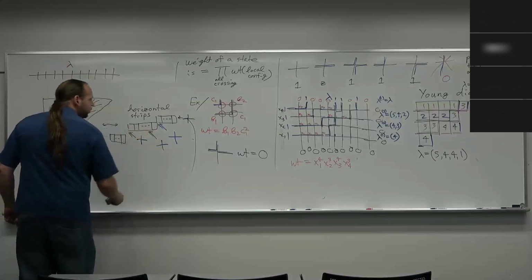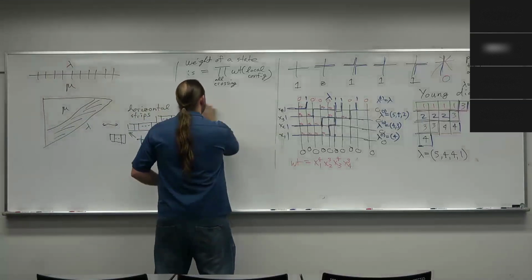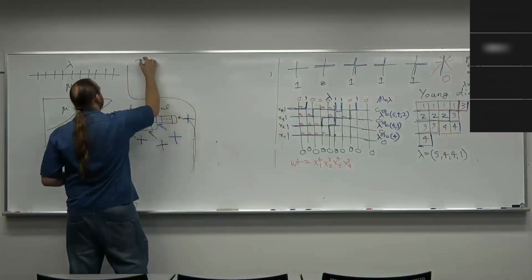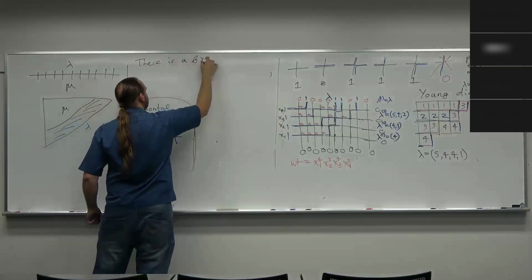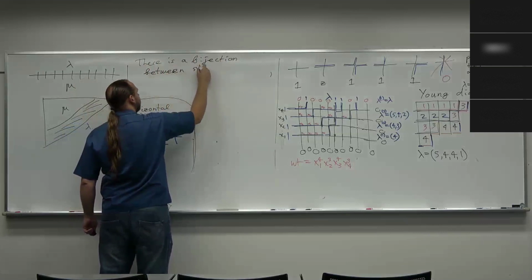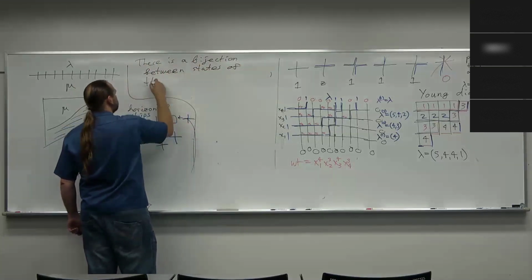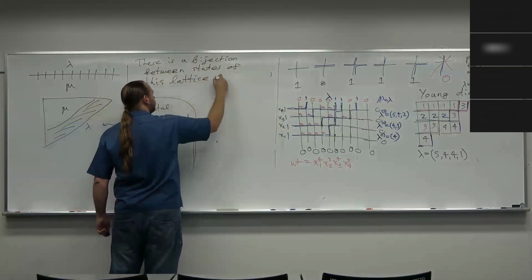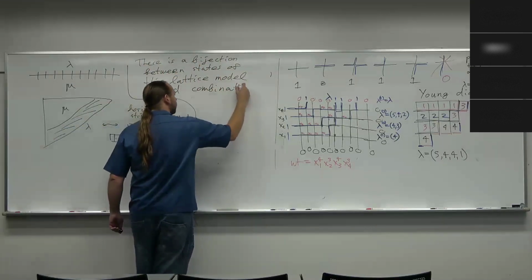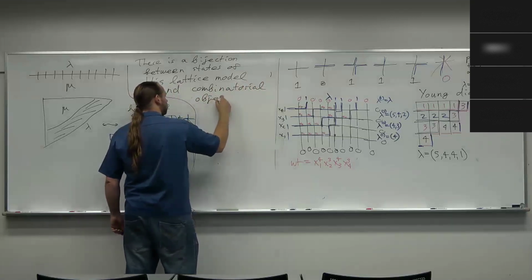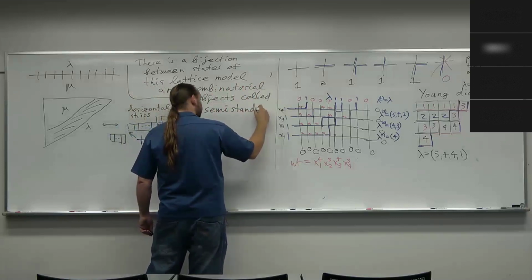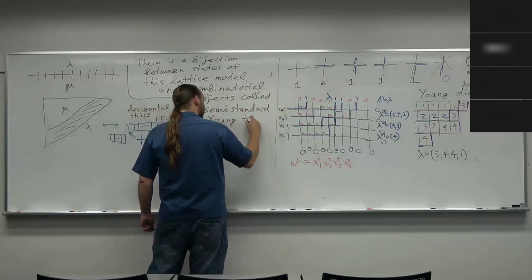So what we get as a result is a bijection between states of this lattice model and combinatorial objects called semi-standard Young tableau.